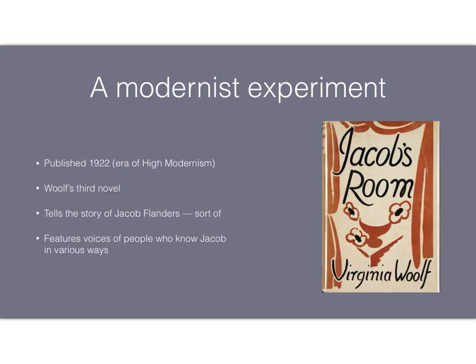The novel tells the story of Jacob Flanders from early childhood until after his death. The story is told obliquely, through the voices of others, rather than through Jacob's own words or thoughts. You will notice that the title promises an exploration of Jacob's room, rather than his personality or consciousness. That is because Jacob's character is sketched through other people's observations of him.